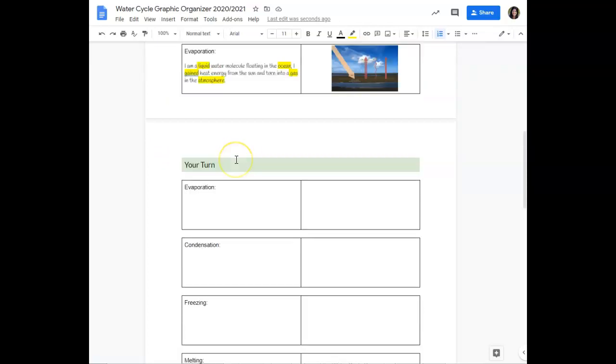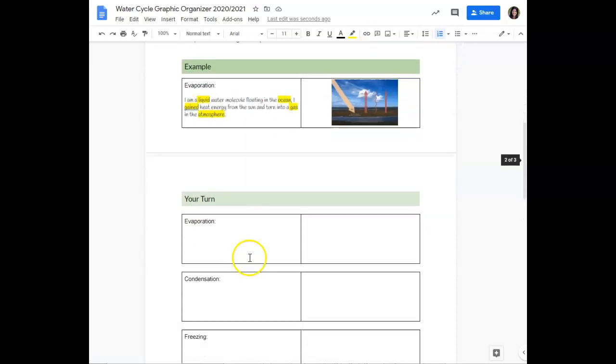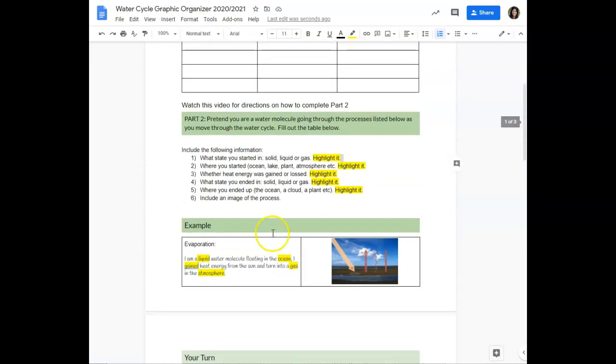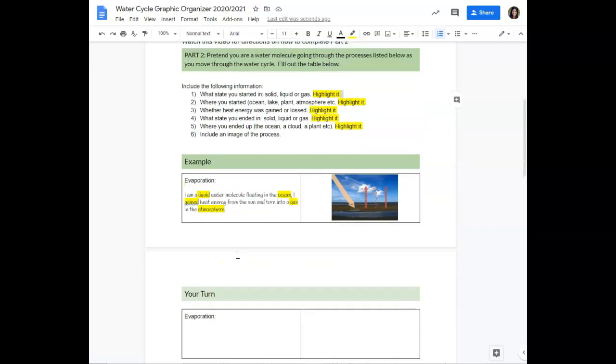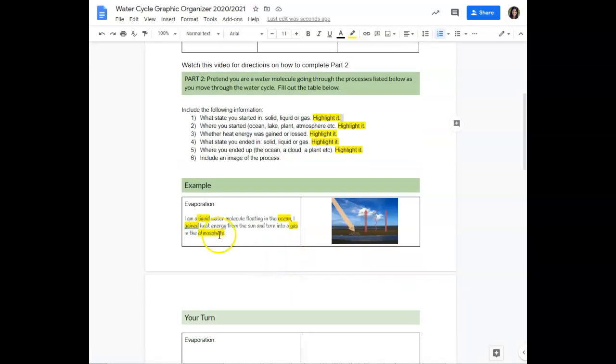In this box, you are going to write what state you started in. So when a water droplet evaporates, does it start as a solid, a liquid, or a gas? And then make sure you highlight that state of matter. Then you're going to talk about where you started. So for evaporation, we know water starts as a liquid. So you could go back up to your table here and ask, where do I find liquid on Earth? And put that in as well.